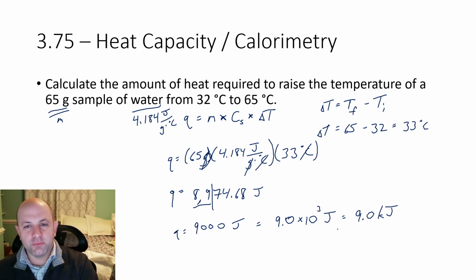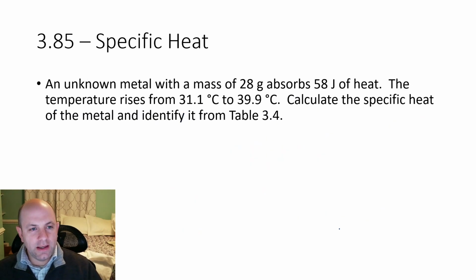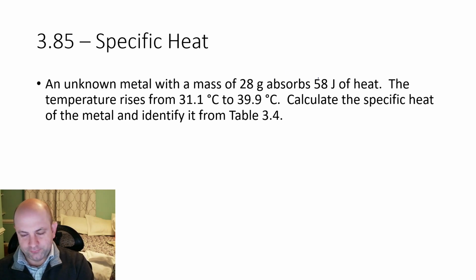All right, last one for this video, 3.85. 86 is again in the homework set, but here we'll do this example. It says we have an unknown metal. We don't know what it is. It's 28 grams, and it absorbs 58 joules of heat. When it does, the temperature rises from 31.1 Celsius to 39.9 Celsius. We want to get the specific heat of the metal, and then identify it from table 3.4 to see which one it matches up to.